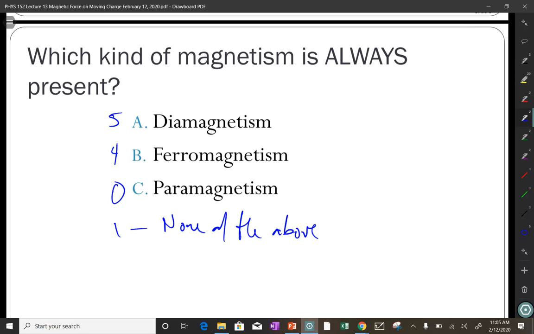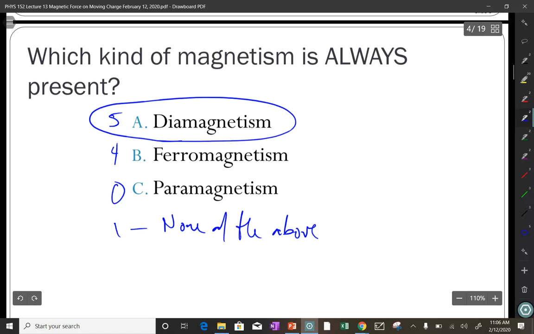So we have no simple majority, but we do have a plurality, and they're correct. Diamagnetism is essentially anti-magnetism. What we learned was if I have 2 norths, they'll oppose. If I have a north and south, they'll attract.